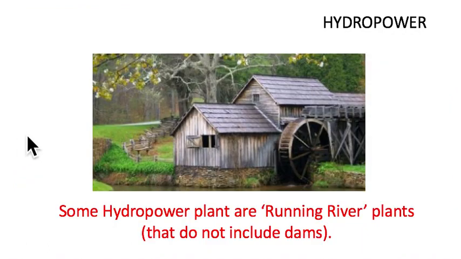Okay, the next way that hydropower can be harnessed is through something called a running river plant. This is kind of a classic example of an old-fashioned mill. The water would have been coming down a stream that is kind of in the foreground that you can't see. It would have been diverted through this chase, and then it would make the water wheel turn and then grind grain inside of this building. So this is an example of an early running river hydropower plant.